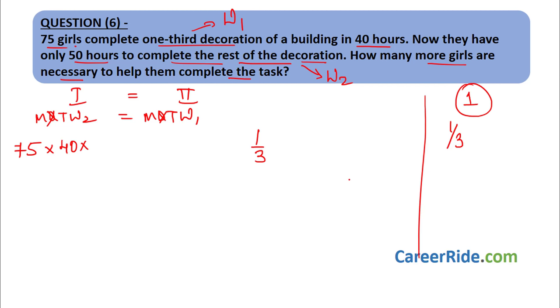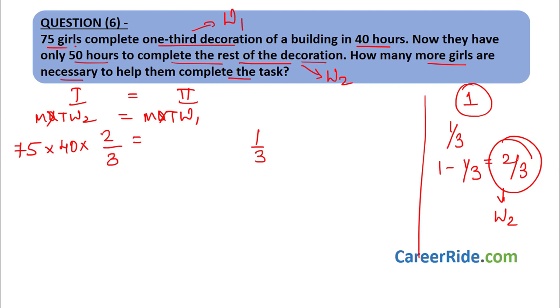Let's find out how much decoration is remaining. If one third is done, how much is remaining? 1 minus 1 by 3 is 2 by 3. So this is nothing but work done in second case. Let's write it over here. Why? Because work done in second case always comes into the area of first scenario, as per this formula.